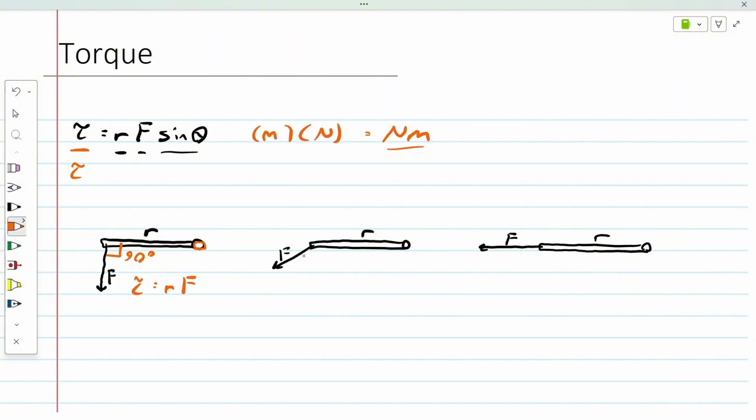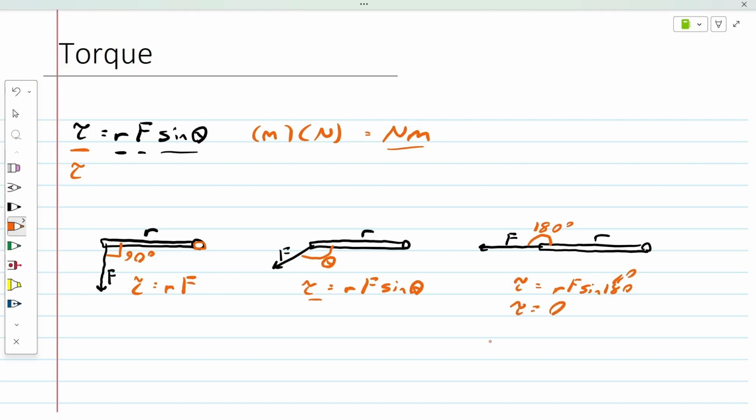But now in this case, we have some angle right here. So now the torque will have to include the radius times force times the sine of theta, which is going to be something less than 1, so it's going to reduce the torque. So now if we pull all the way so that it's 180 degrees, well, now our torque is the radius times force times the sine of 180, and this just equals 0, so our torque equals 0.